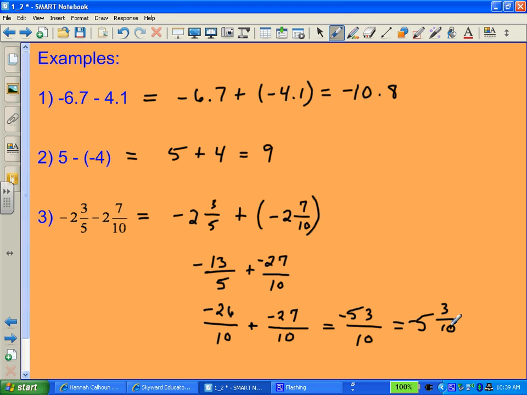Okay, so again, if it's subtraction, you're going to change it to addition, follow your addition rules. Your addition rules, once again: if they have the same sign, you're going to add them, keep the sign. If they have different signs, you're going to subtract them and keep the sign of the bigger number. Okay? I know the rules sound kind of confusing at first, but I'm telling you, if you take the time to memorize those, it will definitely make your life a lot easier.